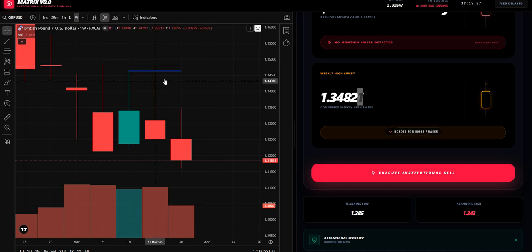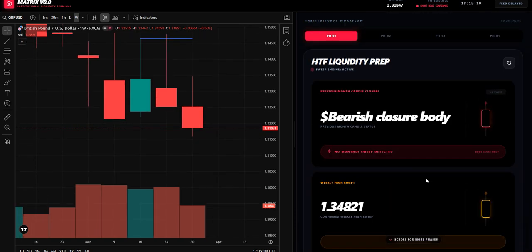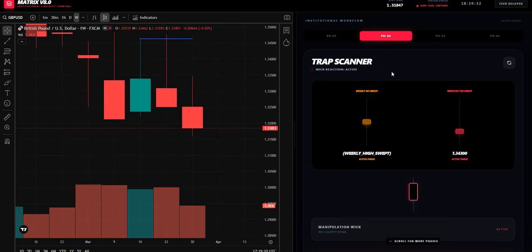Send me to here, maybe at this point. Well, either way, it has swept it. Okay, it has swept it. Now maybe this needs to be more accurate, but it has swept it. So we have a swept. And I can actually see that we had a bearish swept. Close the price up, and then here we go, an institutional sell. Now phase 2, we have trapped scatter. So any wick rejection that has been activated, and so on and so forth.